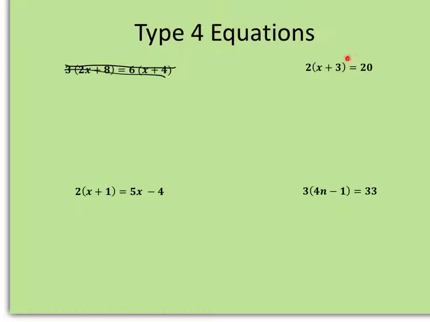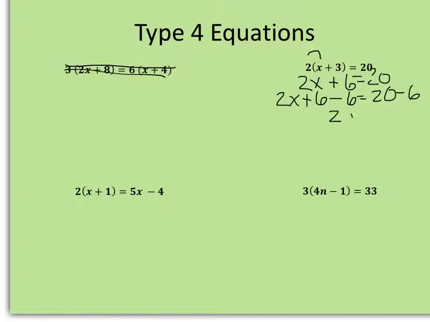brackets. I'm going to distribute the 2. So 2 times x gives me 2x. The sign in the middle is addition, and then 2 times 3 is 6, equals 20. So 2x plus 6 equals 20. This is a regular type 2 equation, so I'm going to get rid of the addition of 6 first. So I have 2x plus 6, opposite is take away 6, gives 20, take away 6. The 6's cancel out, so I have 2x equals 14.